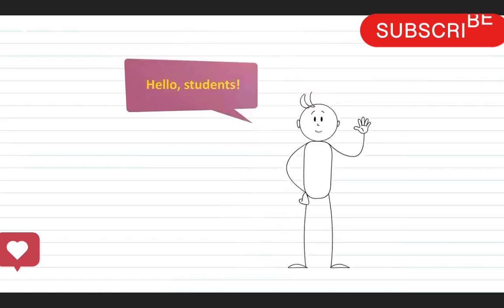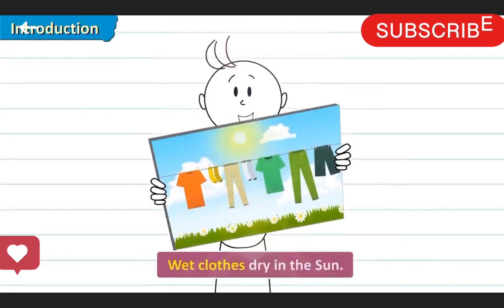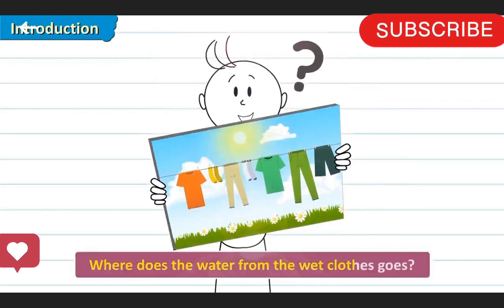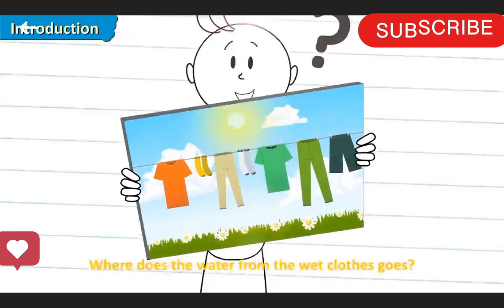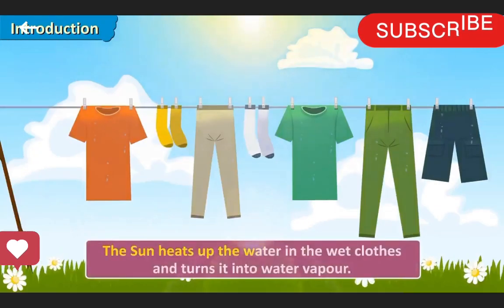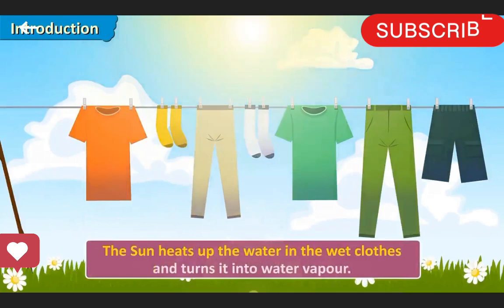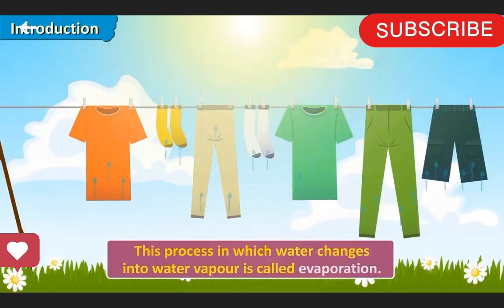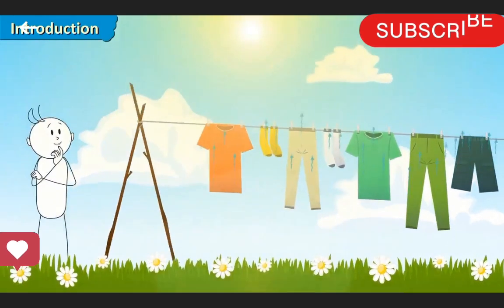Hello students! We all know wet clothes dry in the sun. Have you wondered where the water from the wet clothes goes? The sun heats up the water in the wet clothes and turns it into water vapor. This process in which water changes into water vapor is called evaporation. This is how wet clothes dry in the sun.